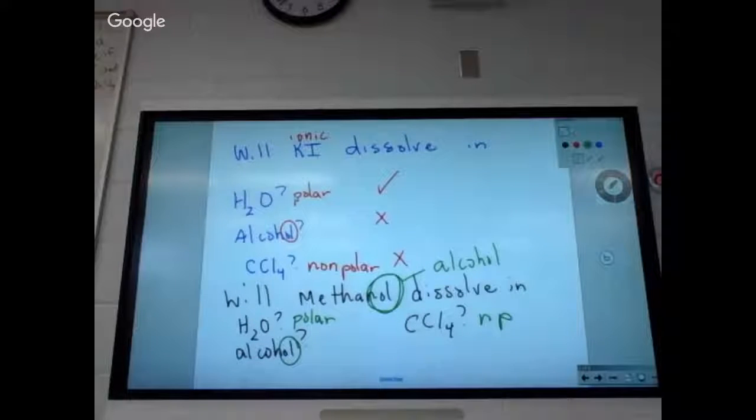I'm about to hand you your homework. Now, all you're doing is the front side. Determine yes or no: will it dissolve? We're going to do another one Tuesday.